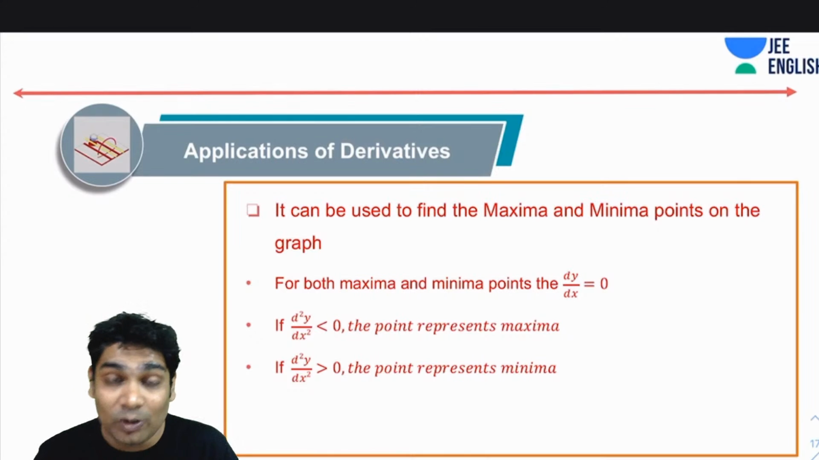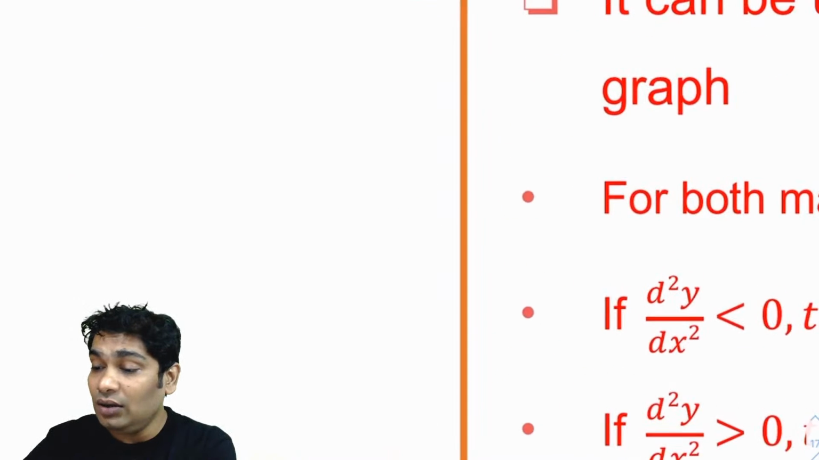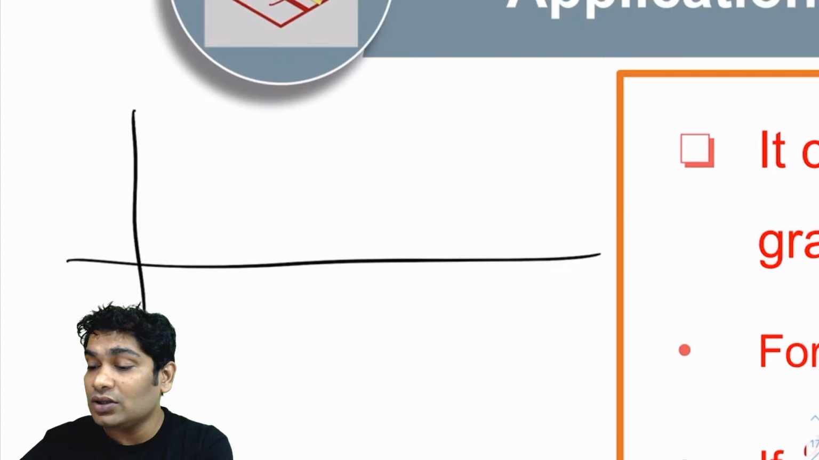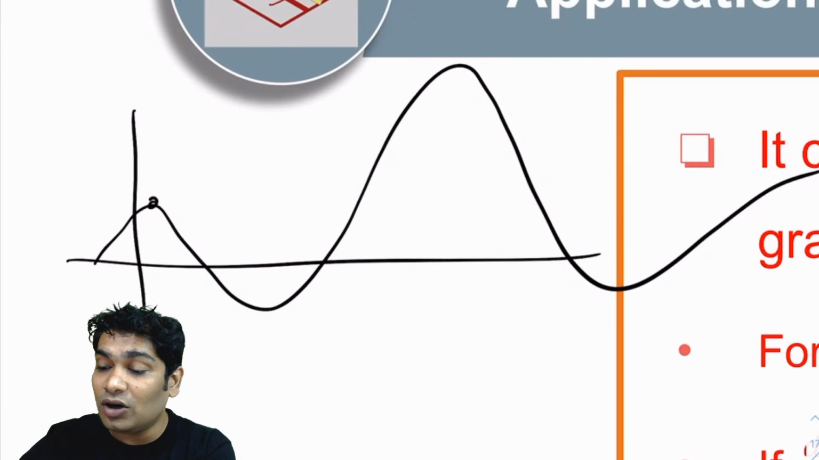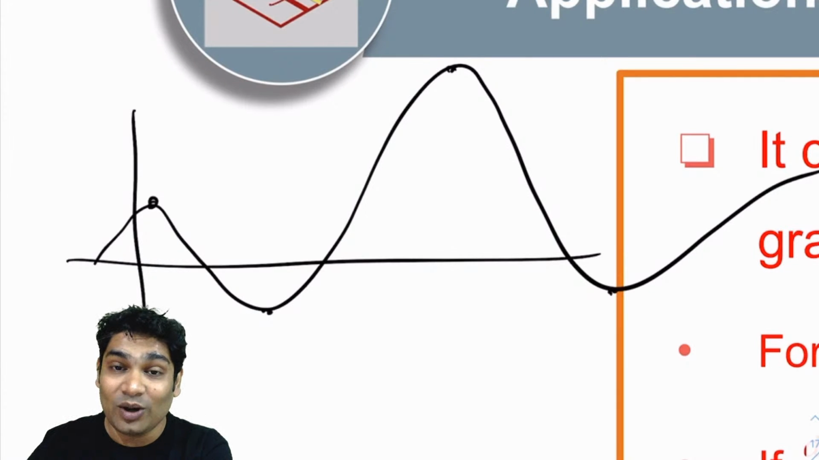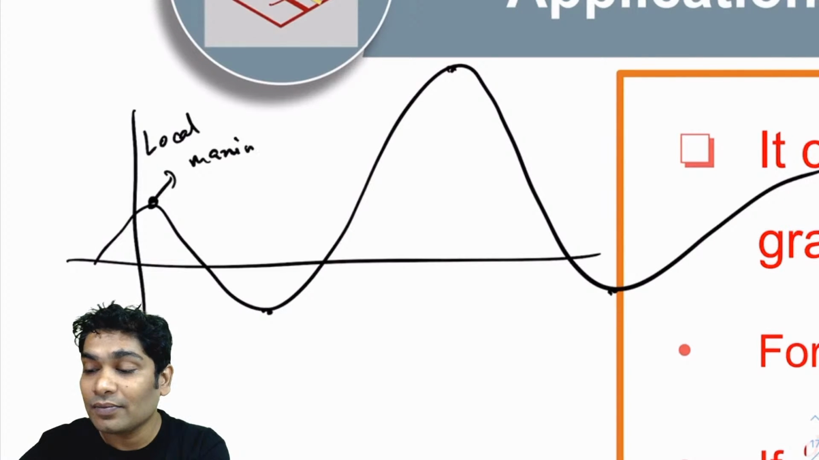What are maxima and minima points? The maximum values and the minimum values possible for the graph. Suppose you have a mathematical function whose graph goes something like this. So this is called a maxima point, this is called a minima point, this again a maxima, this again a minima, and so on. These are called local. This is called a local maxima, by the way, and these might be called local minimas. This is a local minima.